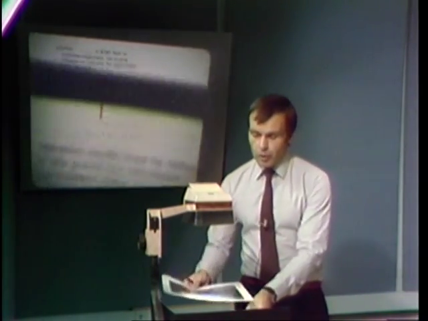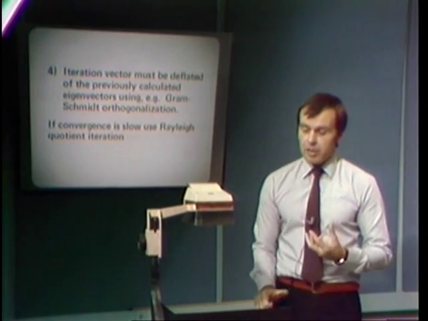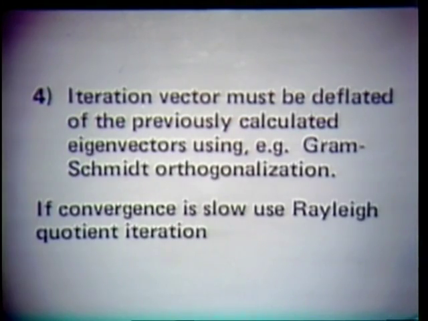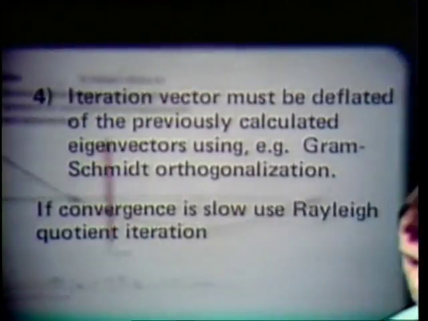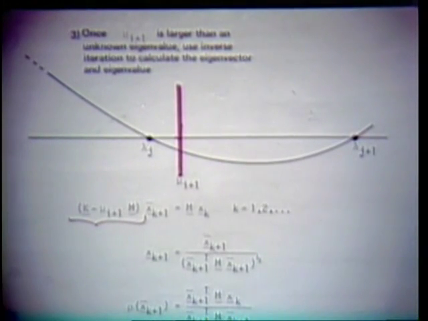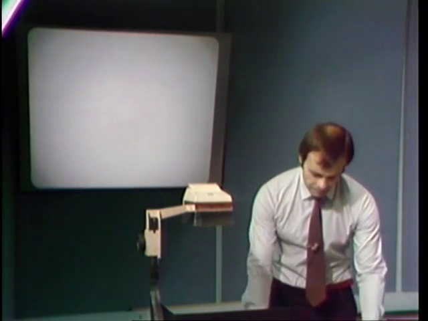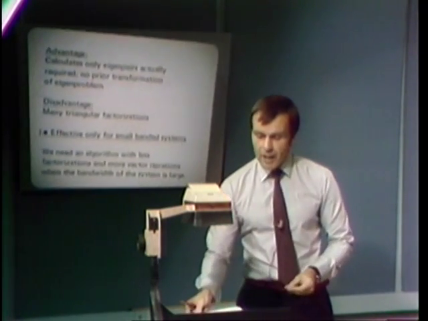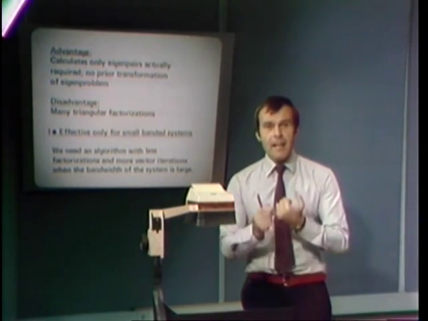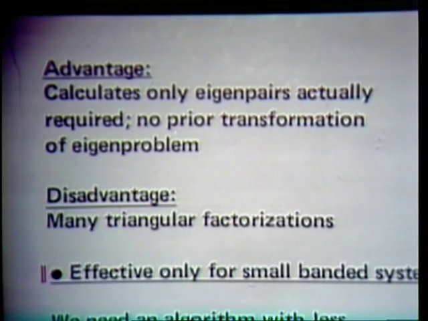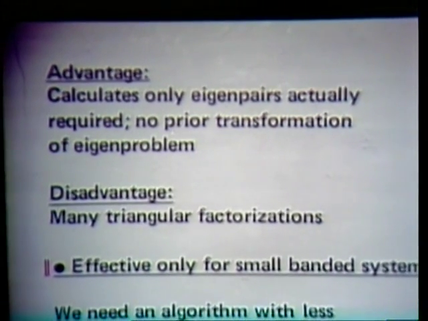In this process, we also want to make sure that the iteration vector is deflated of the previously calculated eigenvectors, for example, using Gram-Schmidt orthogonalization. If the convergence is slow in this particular iteration here, we are also using the Rayleigh quotient iteration to speed up the iteration itself. The advantage of the method, well, it calculates only the eigenpairs that are actually required. There's no prior transformation of the eigenproblem necessary. The disadvantage of the method is that we have to perform many triangular factorizations. Therefore, the method is really only effective for small banded systems.